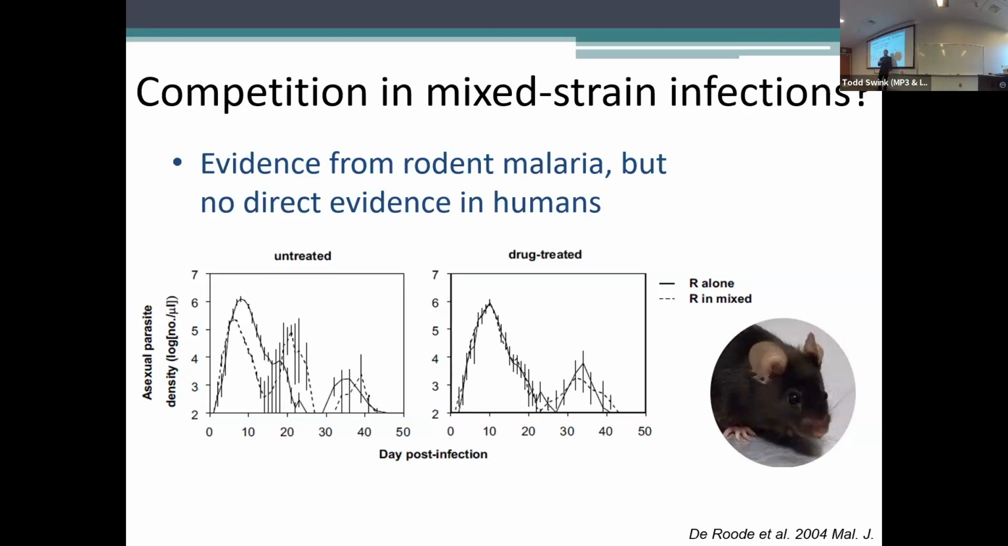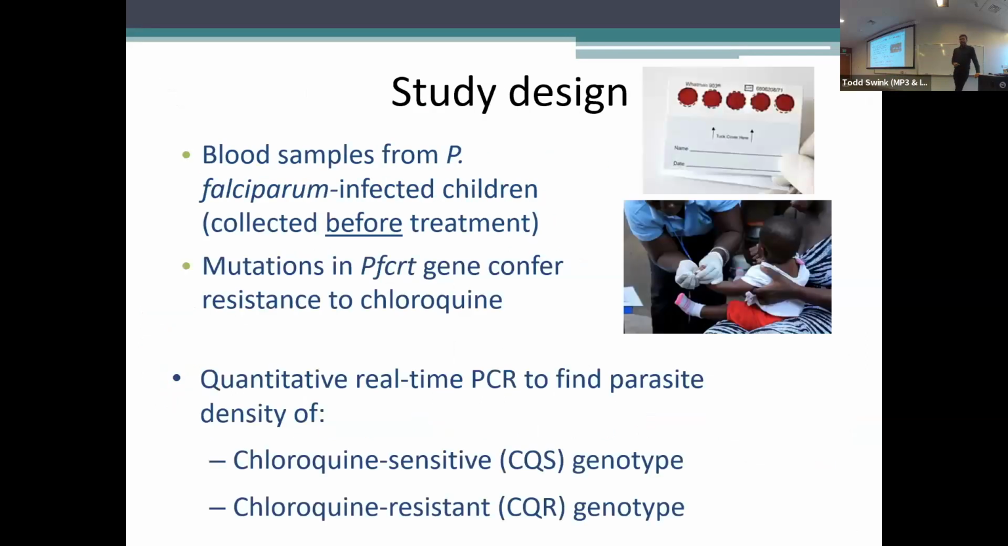And then the dashed line is when the parasite is in the same host as a sensitive parasite, way fewer of them. When you then drug treat the mice, there's no difference, right? You drug treat the mice and then the resistant parasites do as well, with or without the sensitive parasite. Makes sense, because the sensitive one gets killed, the resistant one grows up, right? So this is demonstrating ecological competition. Sensitive strains suppress the resistant strains. All right, so is this true in humans too? This was the first question that Mary addressed in her thesis.